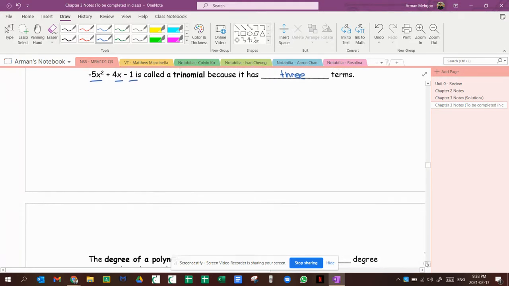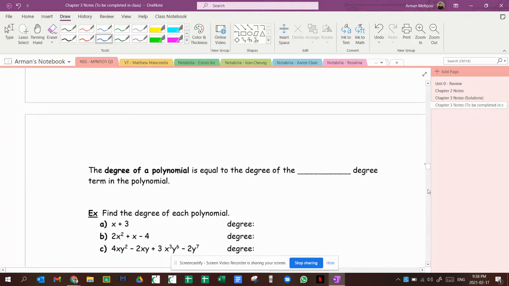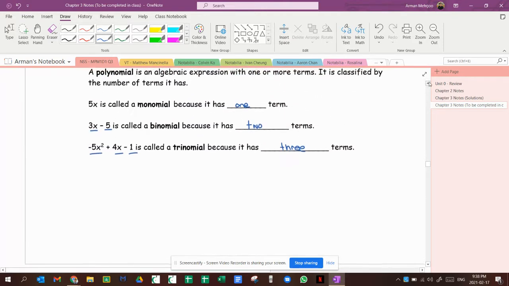And there should be one more. It looks like somehow it got cut off, but let me give you an example of something like this. Something with 4 or more terms is called a polynomial.